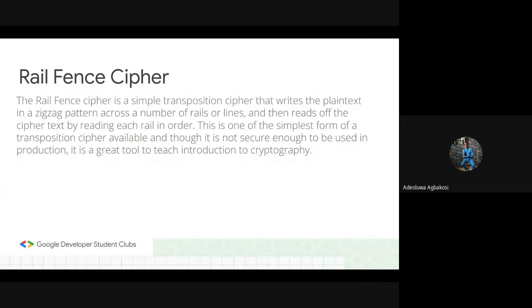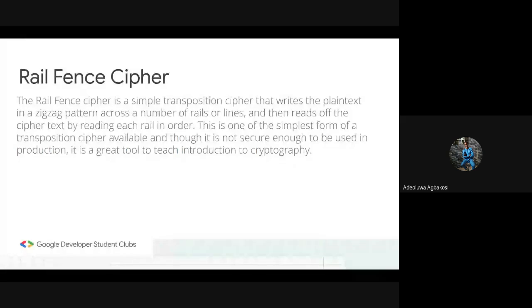So just like the Caesar cipher, the rail fence cipher cannot be used in production. Remember, I told you we no longer make use of substitution and transposition ciphers in production. Now, the rail fence cipher is a relatively simple cipher. Remember I said in the Caesar cipher, the secret key is the shift value. So if you are shifting by 3, your secret key is 3.